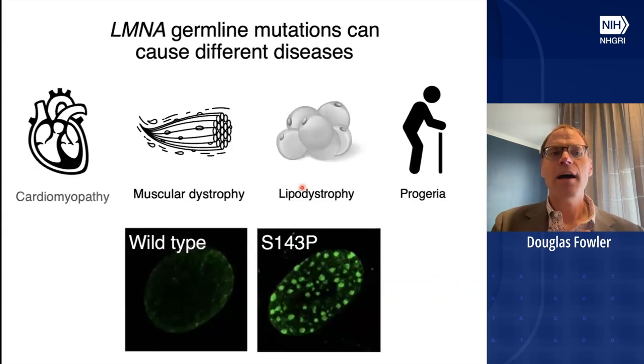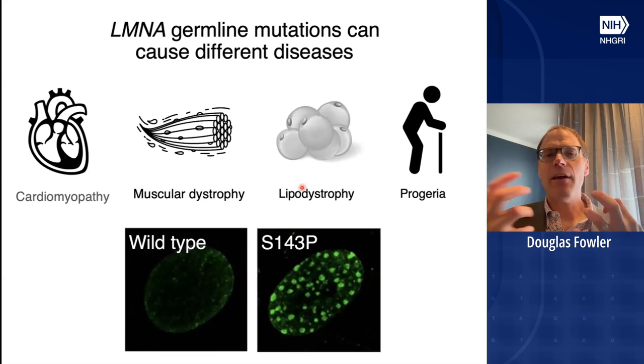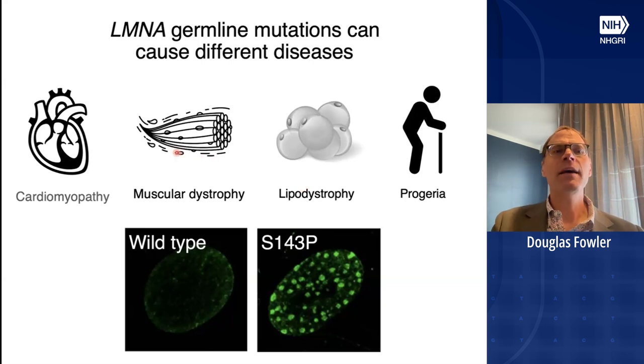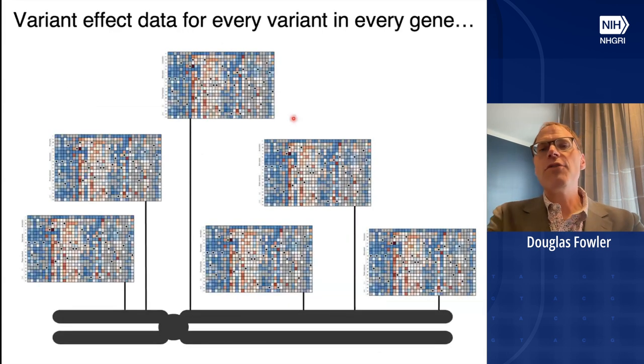But the bottom line is, this is just one example of a technology that we're developing to dissect variant effects and try to understand, in this case, the mapping between one gene and many different diseases, with the hypothesis that variants that cause these different diseases will have different cellular phenotypes. And we're not there yet. I don't have an answer, but I just wanted to give you a flavor of the sort of research that's going on in this space right now.